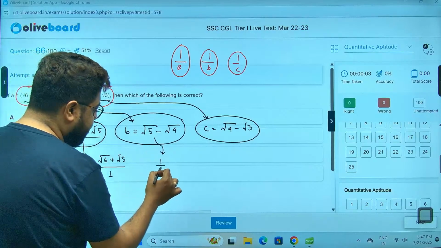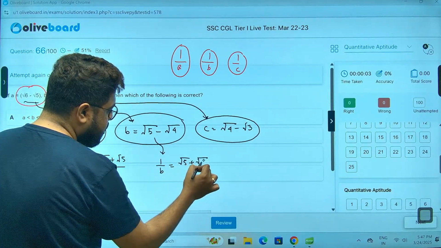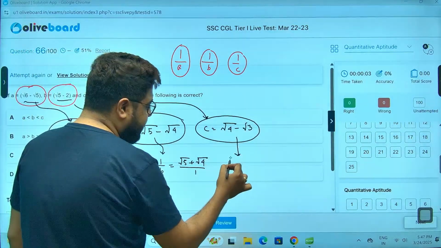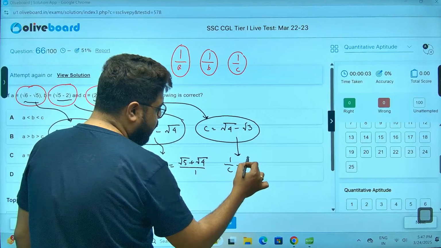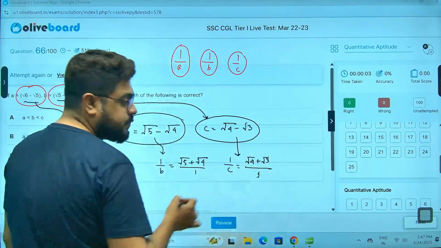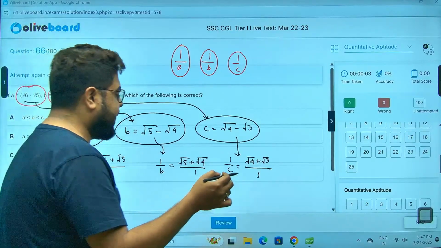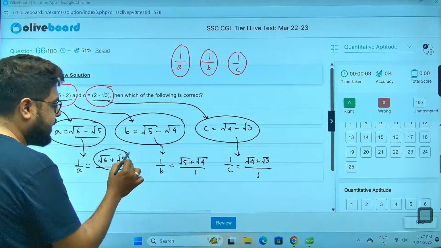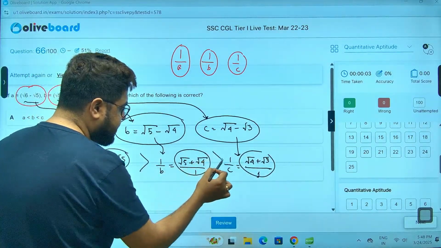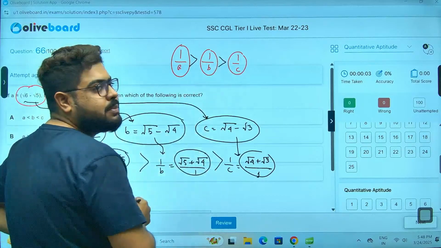Then 1 by b will be what, sir? It will be root 5 plus root 4, divided by, again, the difference is 1. Sir, 1 by c will be what, sir? Root 4 plus root 3, by again 1. So 1 is common, sir. Now anybody will say this is greater than this, again greater than this. That means, sir, 1 by a greater than 1 by b greater than 1 by c.